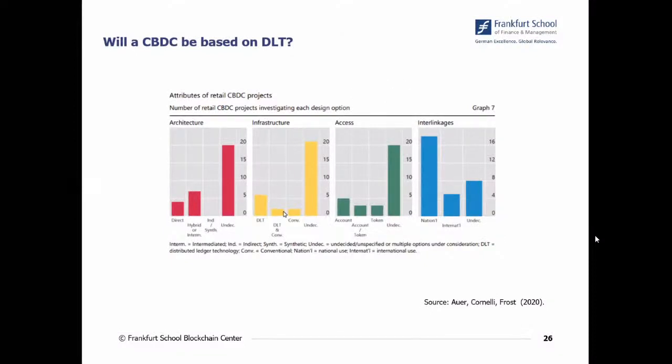Just very briefly, if we look at current CBDC projects at the infrastructure pillar, the yellow one, we see that currently 6 CBDC projects are based on DLT, 2 are based on DLT and centralized infrastructures, 2 on centralized, and the rest, more than 20, is undecided. So it's really too early to say if we will see a CBDC based on blockchain, but currently more projects consider or use DLT than not.